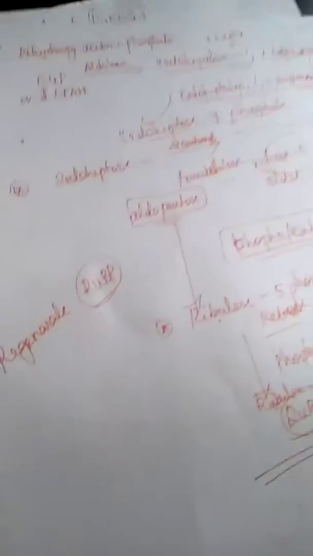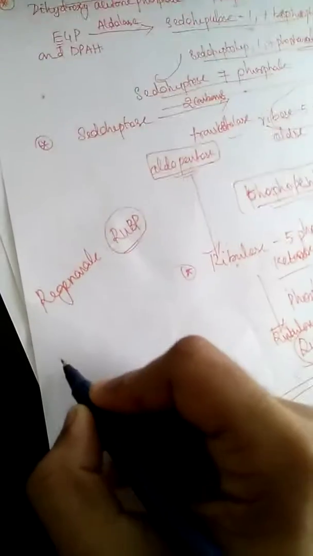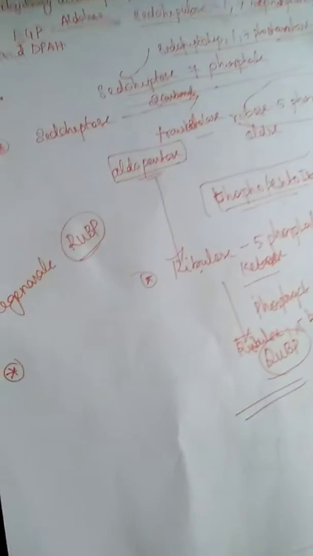Okay, so this is the end of the Calvin cycle, and most people find it hard because there are a lot of enzymes involved, a lot of things to memorize. Let me tell you how you can memorize all these enzymes.